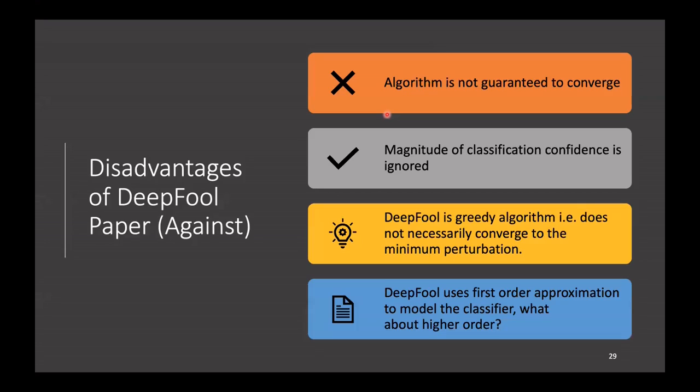And finally, this is more of a suggestion and continuation of this work: Deepfool uses only a first order approximation of the model classifier. What if we use a higher order approximation, like second order? And so yeah, those are the disadvantages of Deepfool in my opinion.